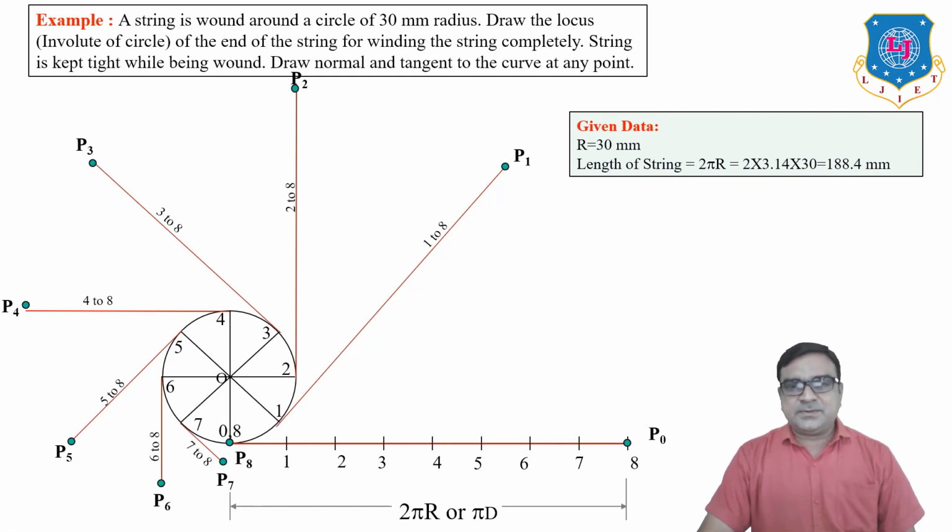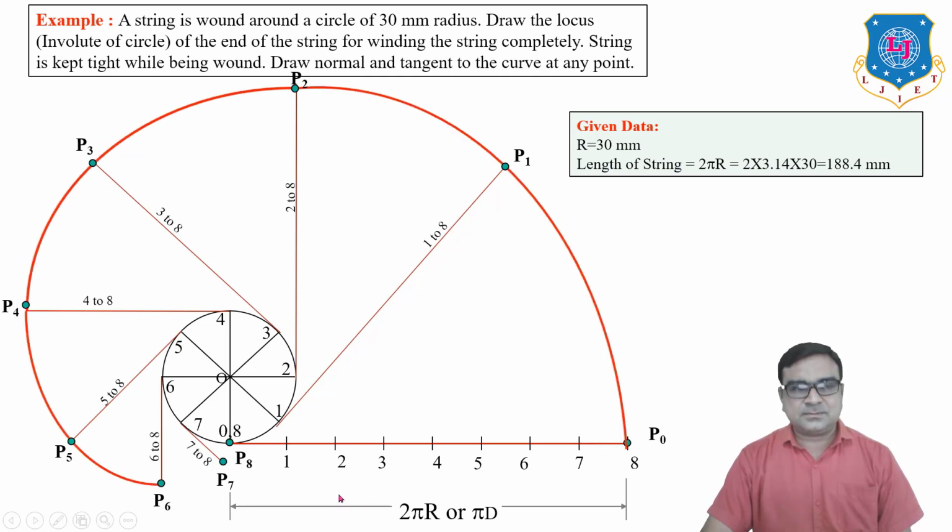So up to this point we have only the points on every tangent. So you have to draw a freehand curve passing through P0, P1, P2, P3, P4 up to P8. The curve must be smooth. This is the involute of a circle.